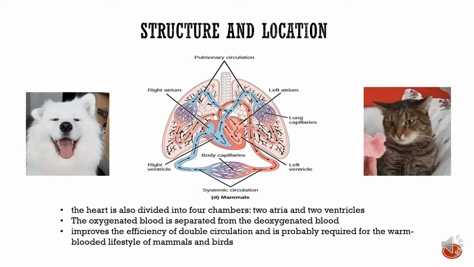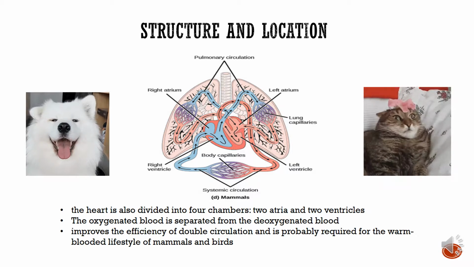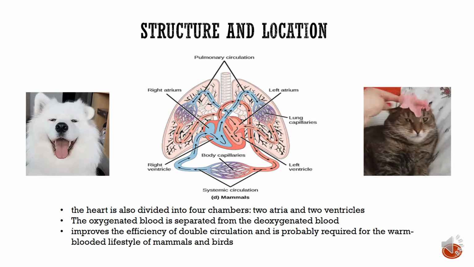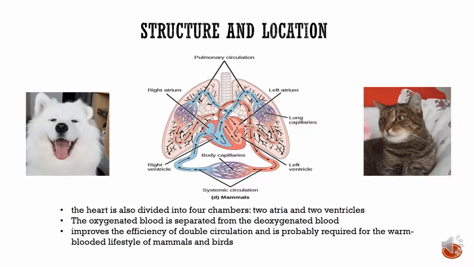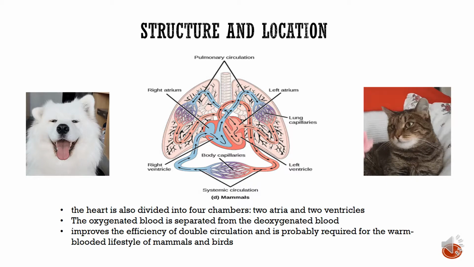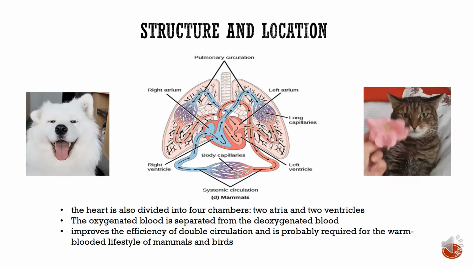The heart of a mammal is also divided into 4 chambers, 2 atria and 2 ventricles. The oxygenated blood is separated from the deoxygenated blood. It improves the efficiency of double circulation and is probably required for the warm-blooded lifestyle of mammals and birds.